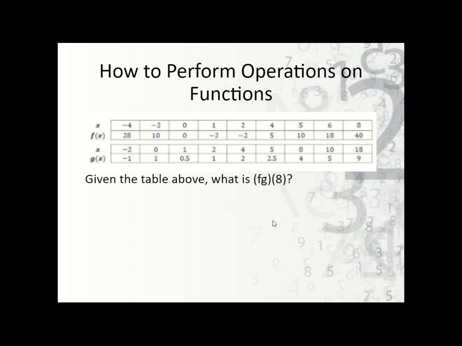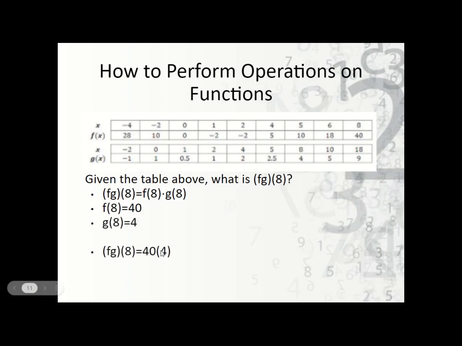So let's see another example of this. This time we have fg of 8. Well, fg just means multiplication, so really we can break that up and it becomes f of 8 times g of 8. So f of 8 in this case is 40. And g of 8 is right here, which is 4. So now we just multiply these together and we get 40 times 4, which is 160.